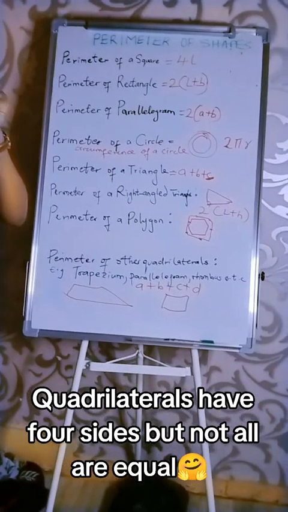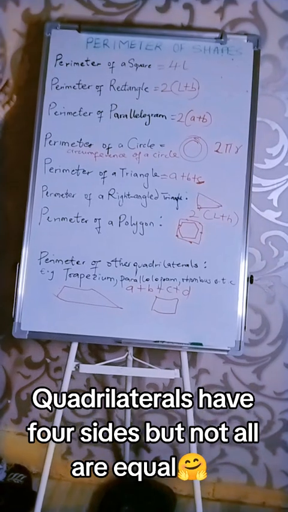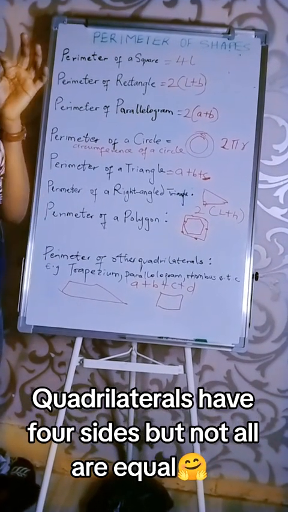So this is all. These are the shapes that we are familiar with. So these are their perimeters. Hope it is well understood.